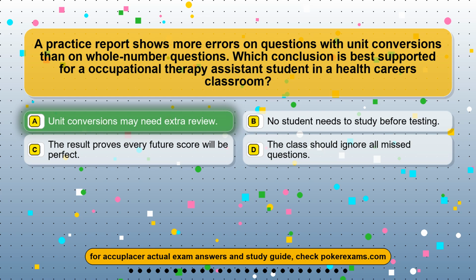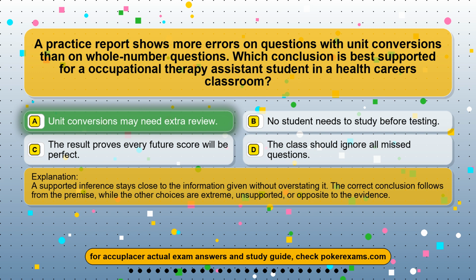The correct answer is option A. Unit conversions may need extra review. A supported inference stays close to the information given without overstating it. The correct conclusion follows from the premise, while the other choices are extreme, unsupported, or opposite to the evidence.